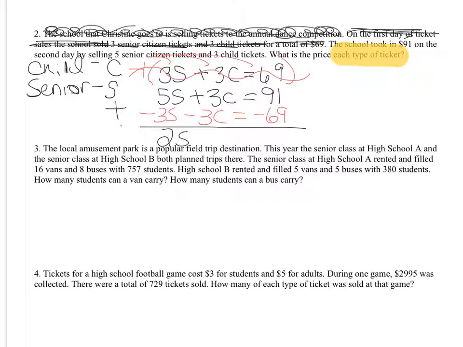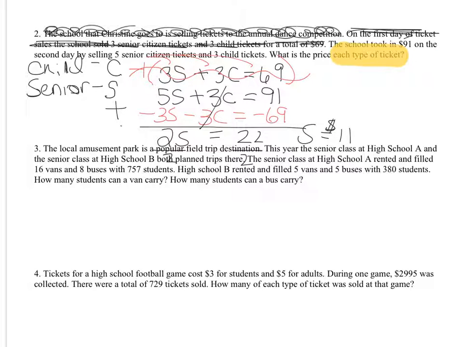I have 2S equals 91 minus 69, which is 22. So to get S by itself, I'm going to divide by 2. So S equals 11. S stands for senior citizen, so my senior citizen tickets cost $11.